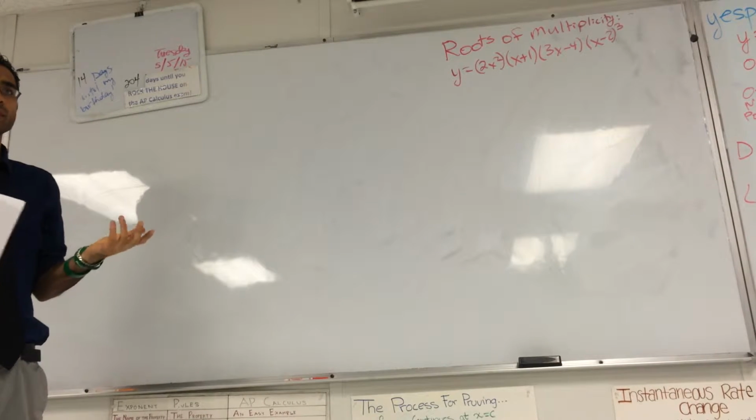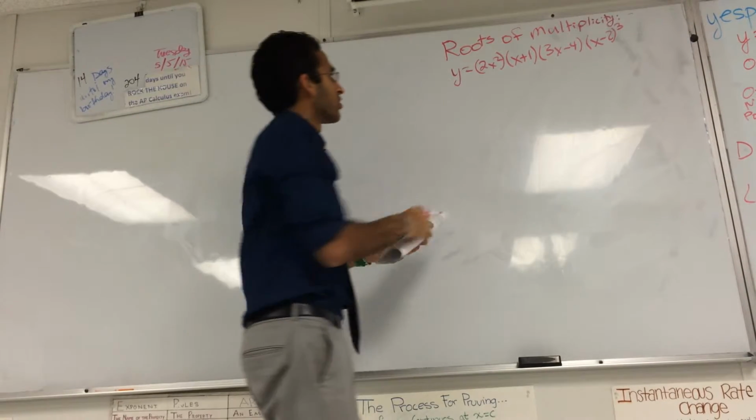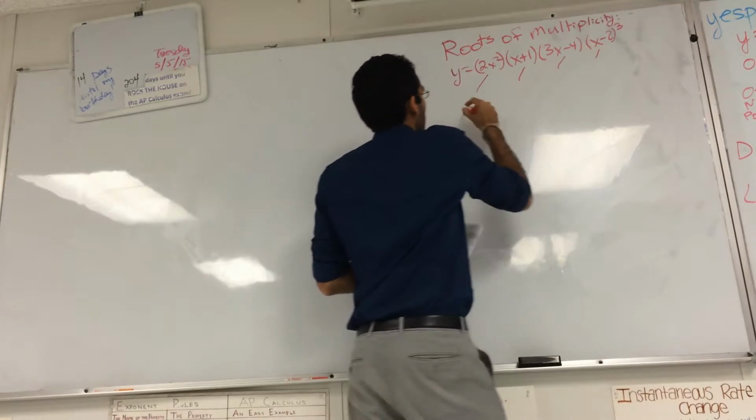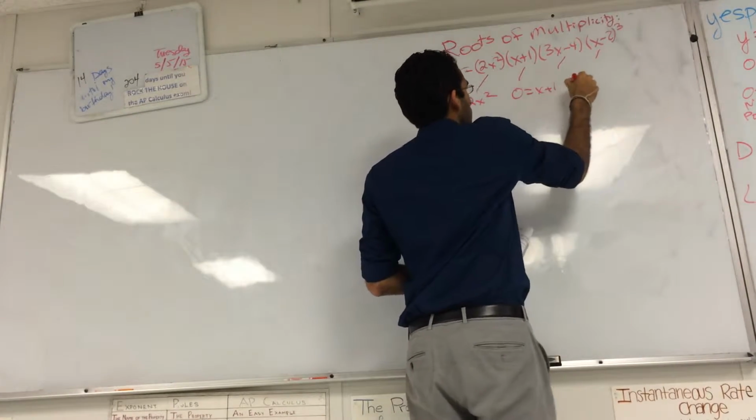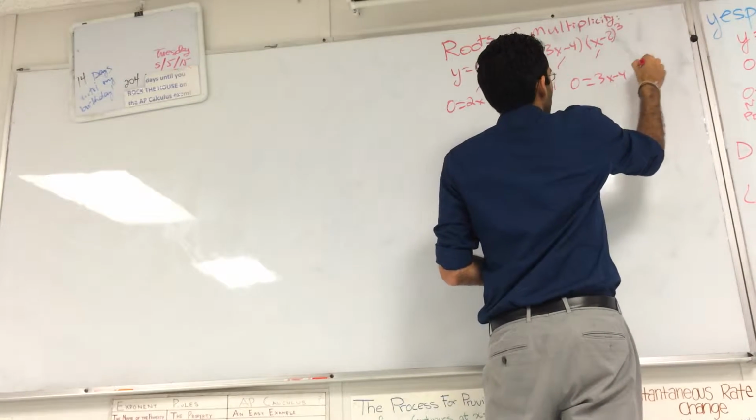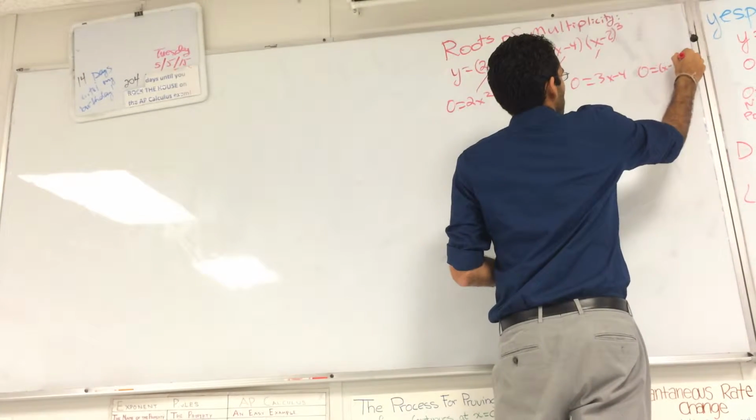So again, step 1 is let's find the roots. I'm going to split: 0 equals 2x squared, 0 equals x plus 1, 0 equals 3x minus 4, 0 equals (x minus 2) cubed.